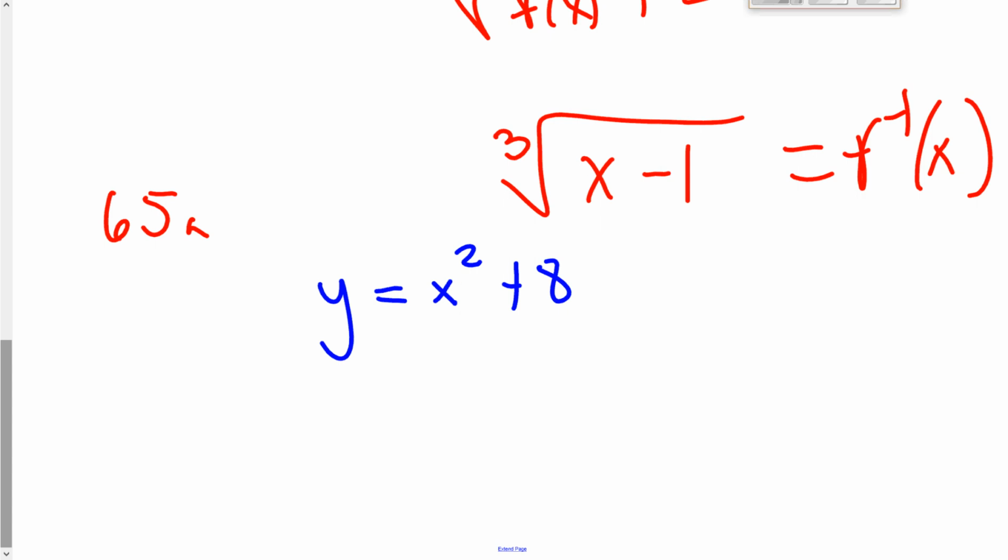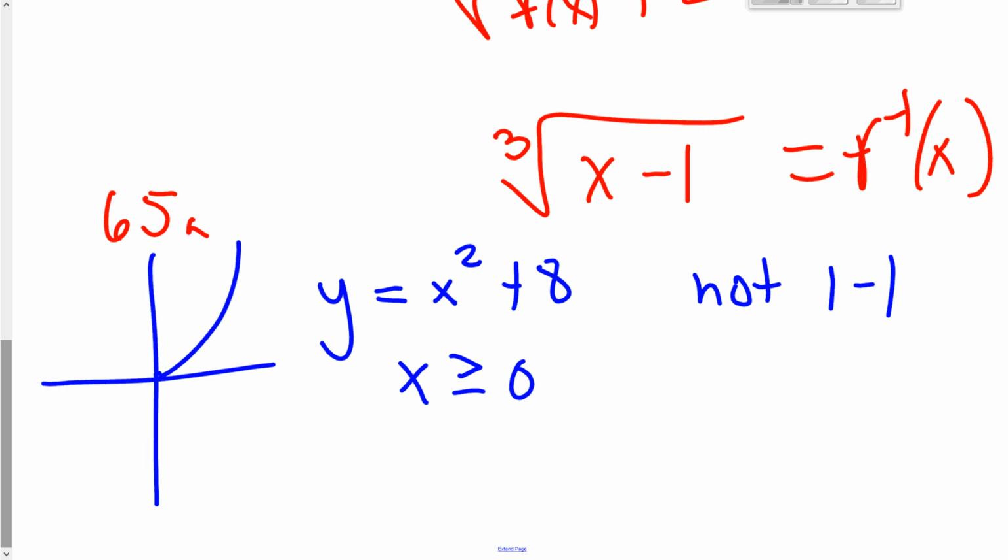Okay, so here's 65A. As we can see, this is a quadratic, so this is not 1-to-1, so you could stop there if you want to. If they would have restricted the domain and said, okay, x has to be greater than or equal to 0, then it would be 1-to-1, because then it would only be looking at this side of the graph. Or if they said x is less than 0, then they would be looking at this, and then that would be 1-to-1. So you can just go ahead and practice this.